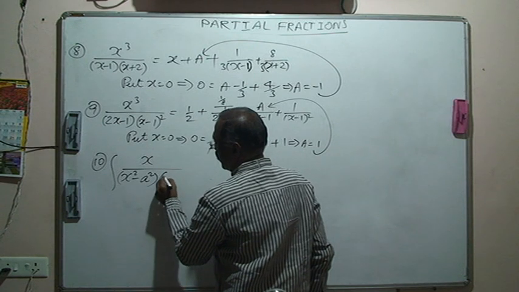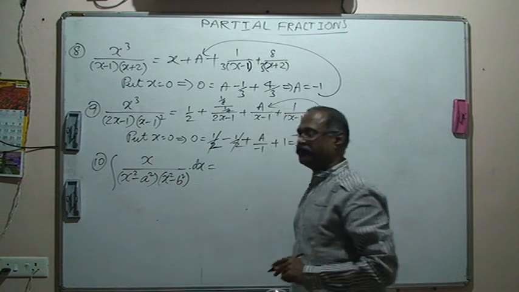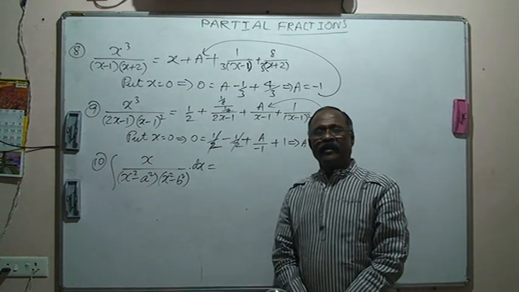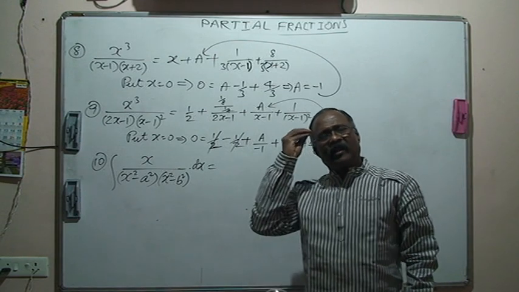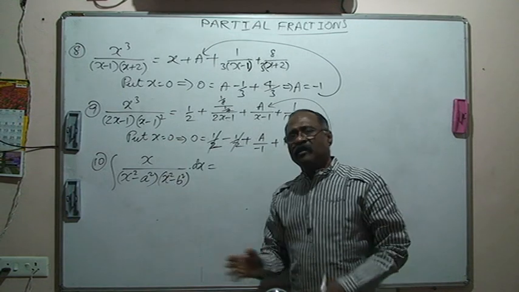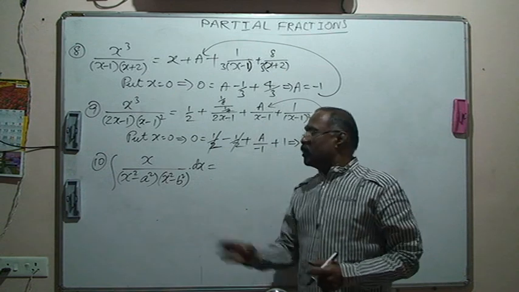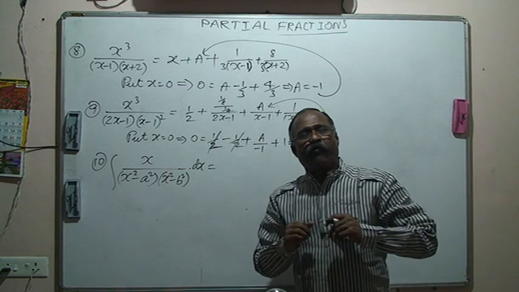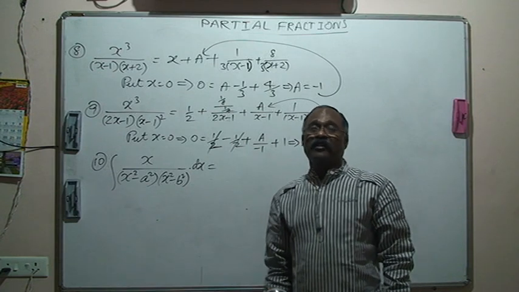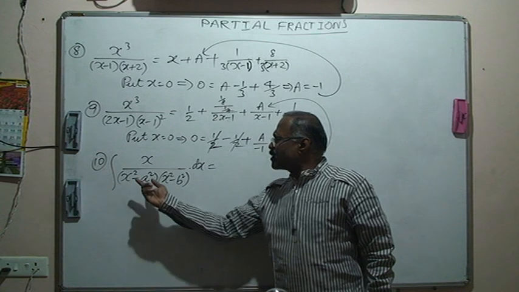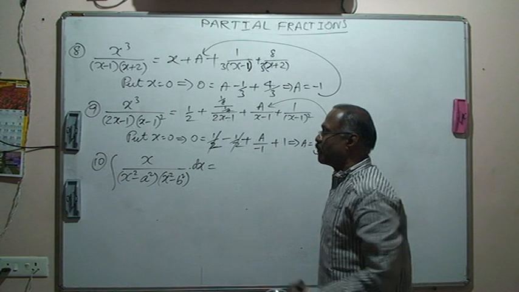Integral of x by x square minus a square into x square minus b square dx. Just see this. Here, I'm not applying any method of partial fractions. I'm just thinking how I can transform and modify this to the standard format of the anti-differentiation formula. I'm thinking of writing the numerator as a difference of these two. Let us check.